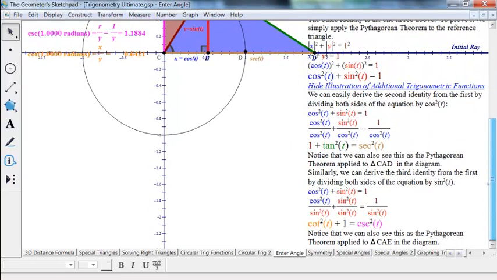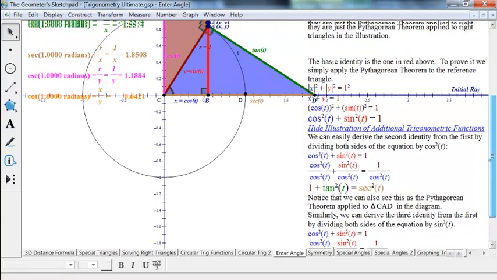In a similar manner, if we start with cosine squared of t plus sine squared of t equals 1, divide both sides by sine squared of t, and the sine squares cancel out to get 1. The right side is 1 over sine squared of t, which is cosecant squared of t. Cosine squared of t over sine squared of t is cosine of t over sine of t quantity squared, so that's cotangent squared of t.